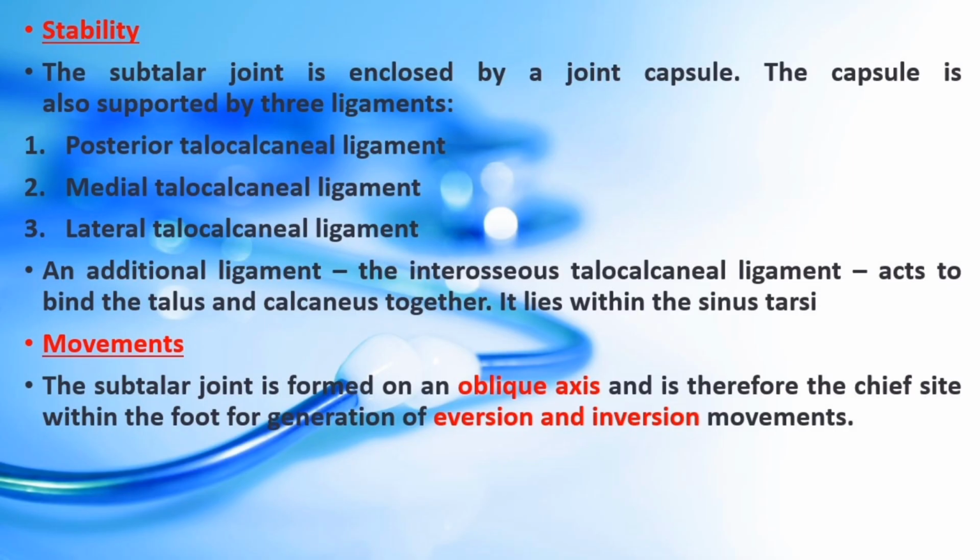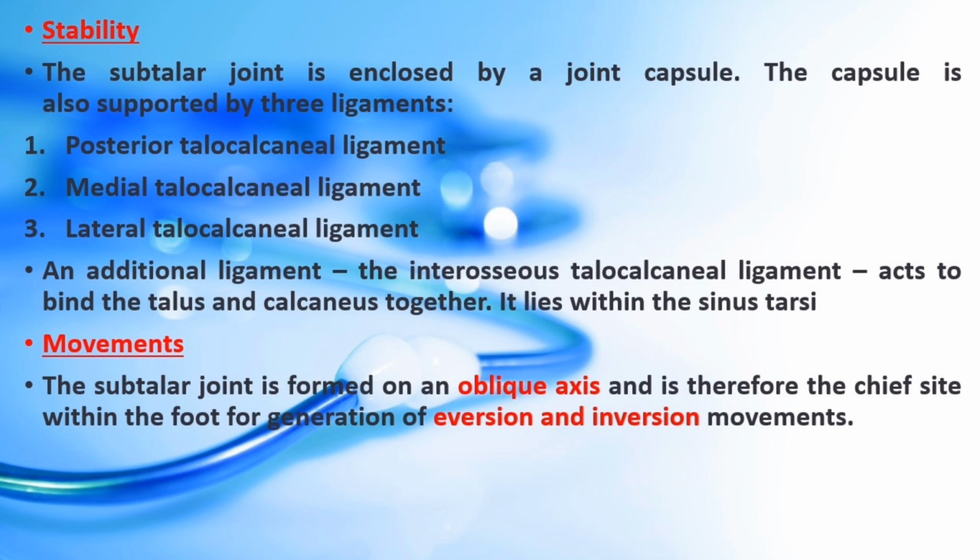Stability. The subtalar joint is enclosed by a joint capsule, which is lined internally by synovial membrane and strengthened externally by a fibrous layer. The capsule is also supported by three ligaments: posterior talocalcaneal ligament, medial talocalcaneal ligament, lateral talocalcaneal ligament. An additional ligament, the interosseous talocalcaneal ligament, acts to bind the talus and calcaneus together. It lies within the sinus tarsi, a small cavity between the talus and calcaneus, and is particularly strong, providing the majority of the ligamentous stability to the joint.